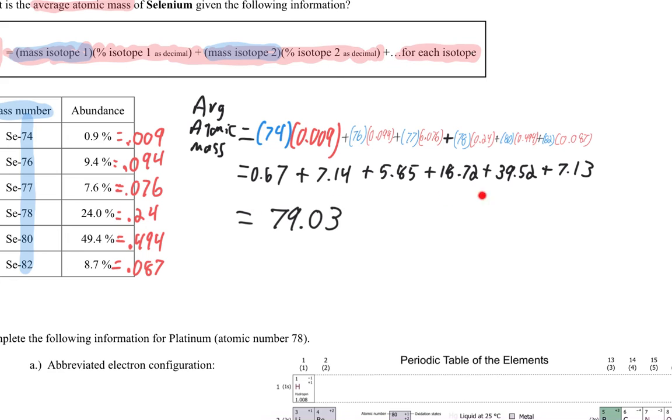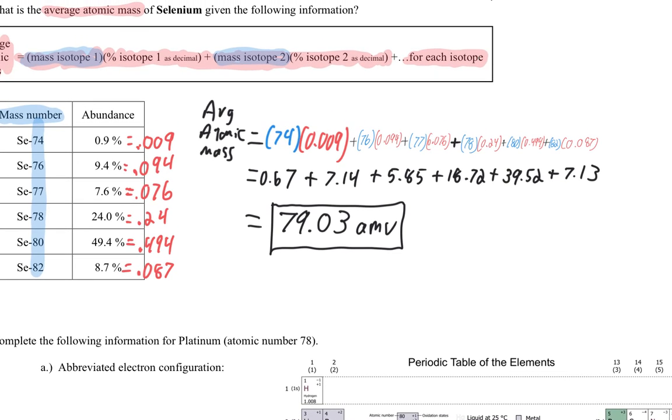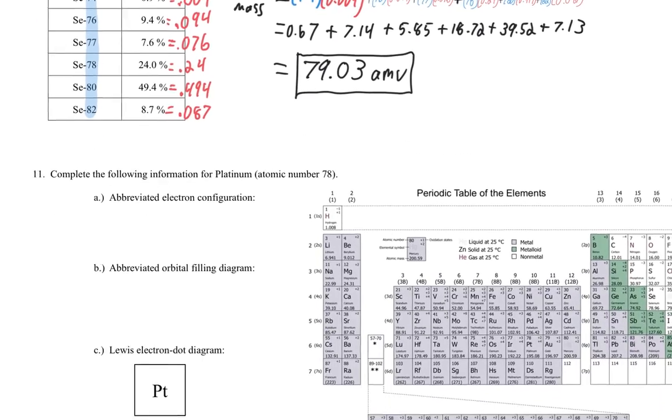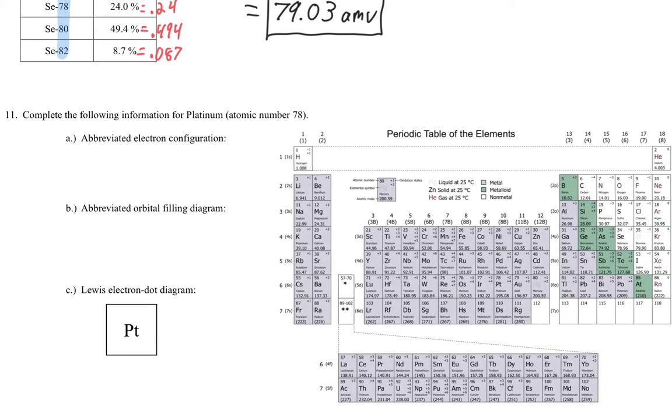Now I add them all together, round to my 2 decimals, I get 79.03 atomic mass units, or AMU. The bottom half of this page is all that electron stuff that we did near the end of Unit 1. I have to do 3 things. I have to do abbreviated configuration, an orbital filling diagram, and a Lewis dot.